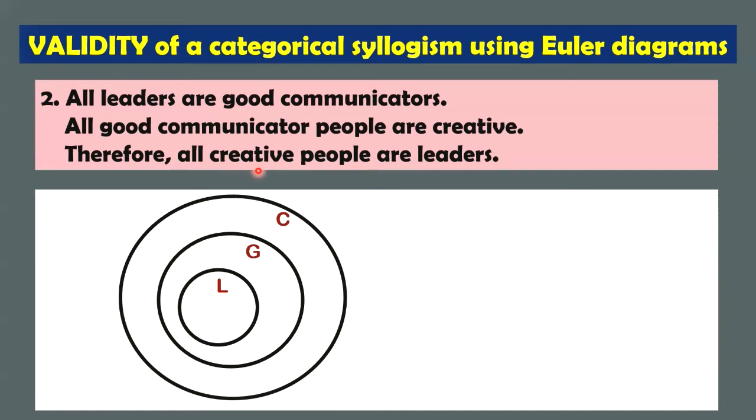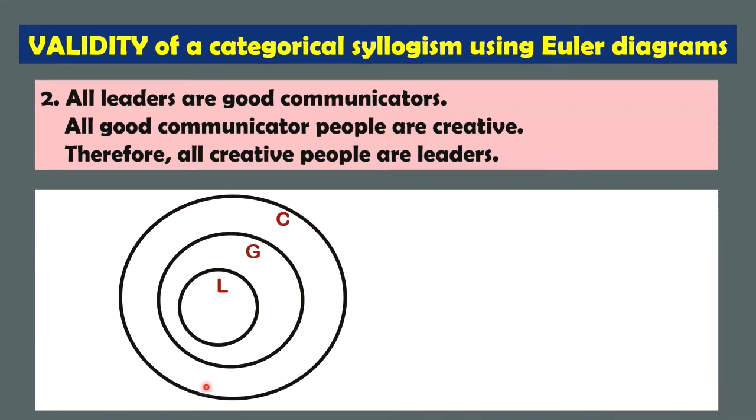All creative people are leaders. Try to imagine the basic Euler diagram to this statement. All creative people are leaders. So, balikan nyo yung all S are P. So, dapat properly contained itong creative people, yung ating set C sa loob ni set L. So, dapat ang drawing ninyo, yung diagram ninyo, yung set C, maliit na circle sa loob ng set L.